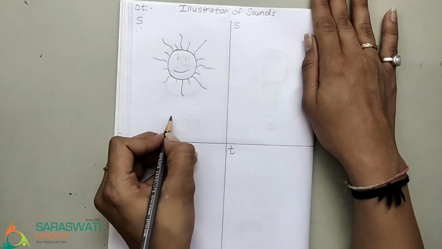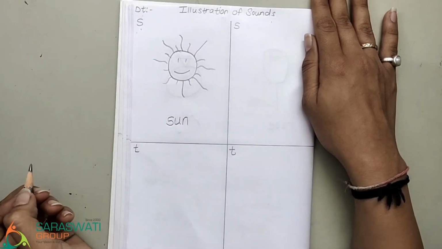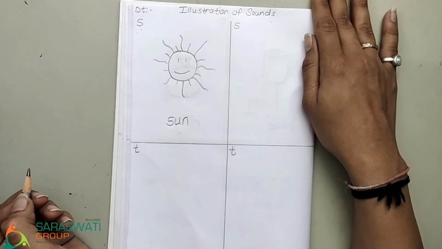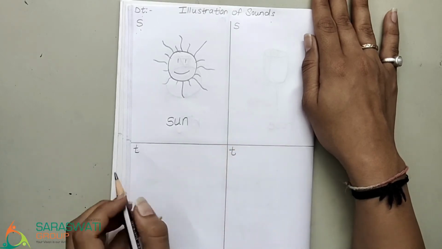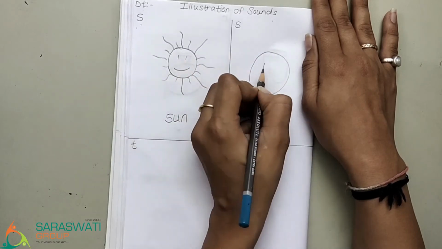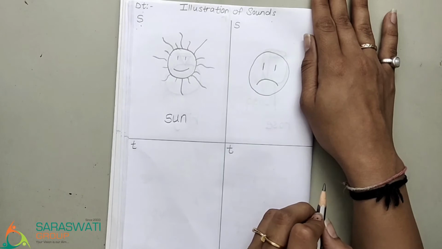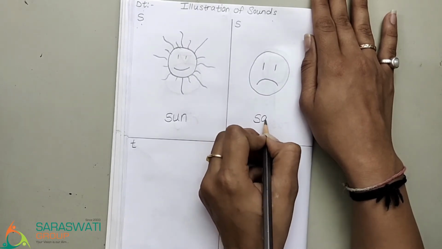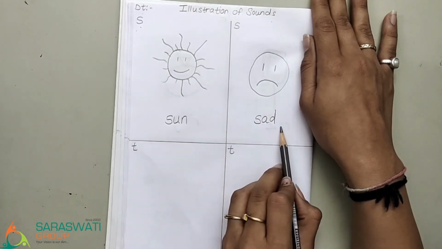What is this? This is sun. What is the initial sound of a sun? S. Now Didi will do another illustration. What is it doing? It is a sad face. So what is the initial sound of a sad? S.